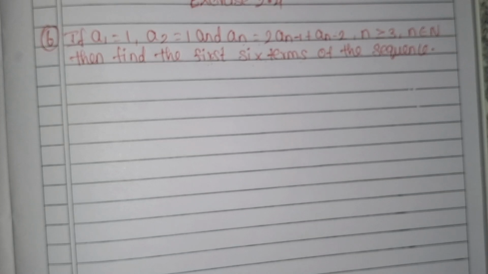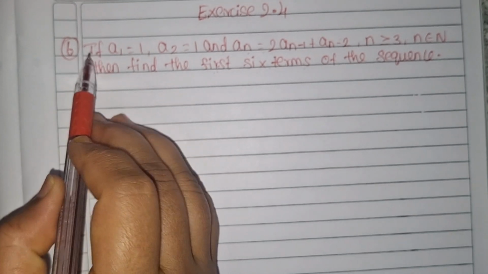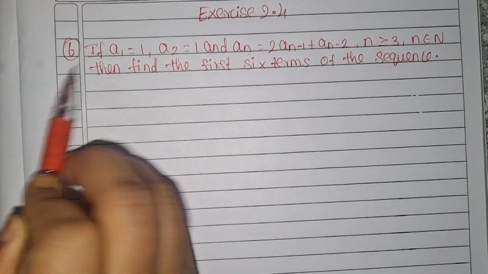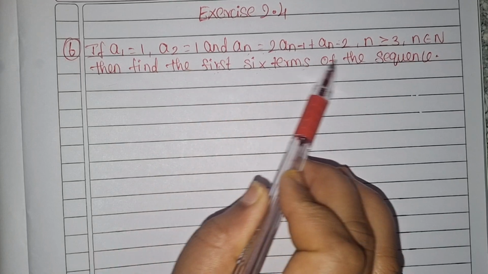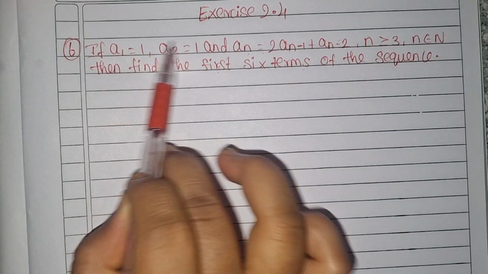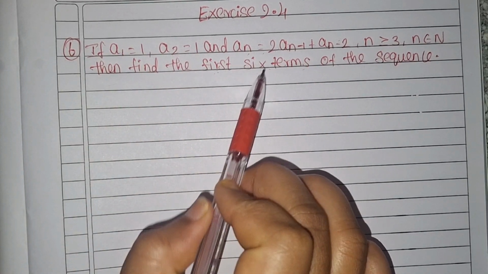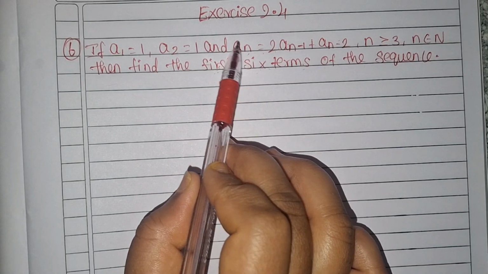Class 10th, chapter 2, exercise 2.4, 6th sum, with 5 more questions. If a1 is equal to 1, a2 is equal to 1 is given. What do we need to find here? Find the first 6 terms of the sequence. They have already given us 2 terms. Here they have asked us to find up to 6 terms.